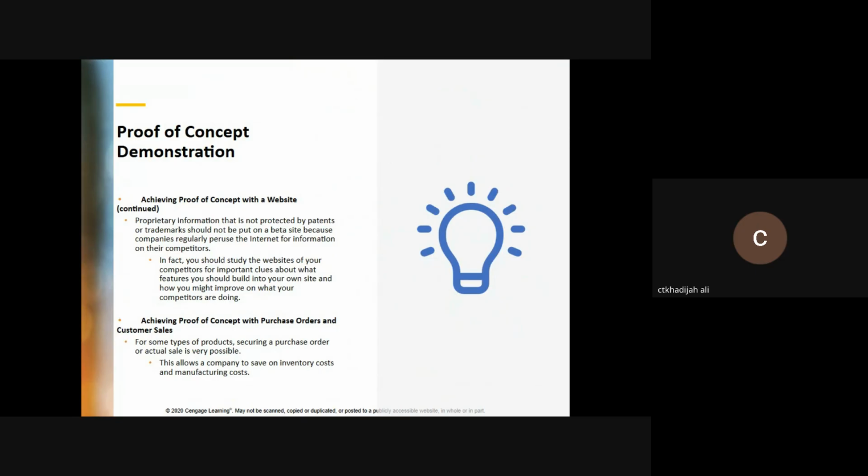Proprietary information that is not protected by patent or trademark should not be put on a beta site because companies regularly use the internet for information on their competitors. Okay, remember, anything that you think needs to be protected, you have to avoid showing it during the beta test. In fact, you should study the website of your competitors for important clues about what features you should build into your own site and how you might improve on what your competitors are doing.